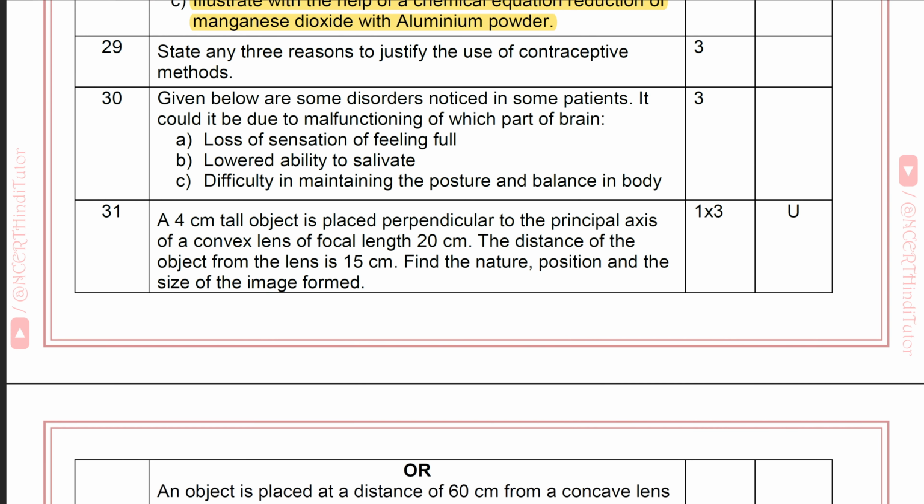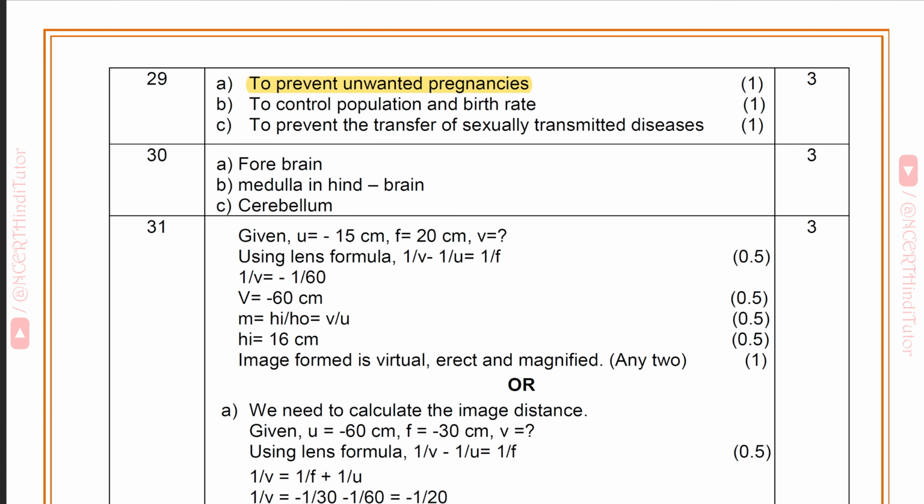Question 29. State any 3 reasons to justify the use of contraceptive methods. Answer. A. To prevent unwanted pregnancies. B. To control population and birth rate. C. To prevent the transfer of sexually transmitted diseases.